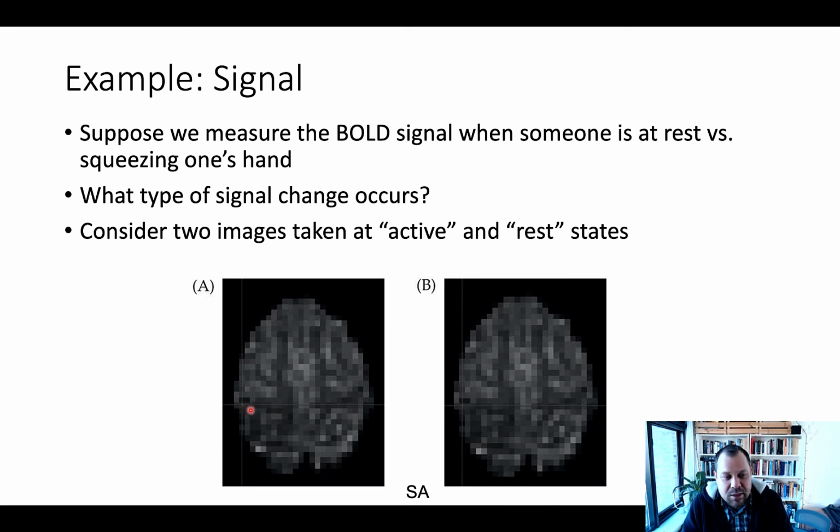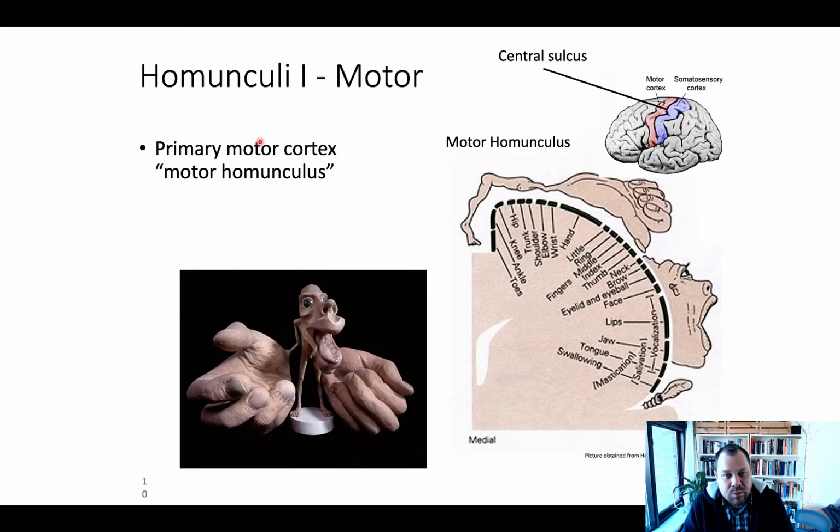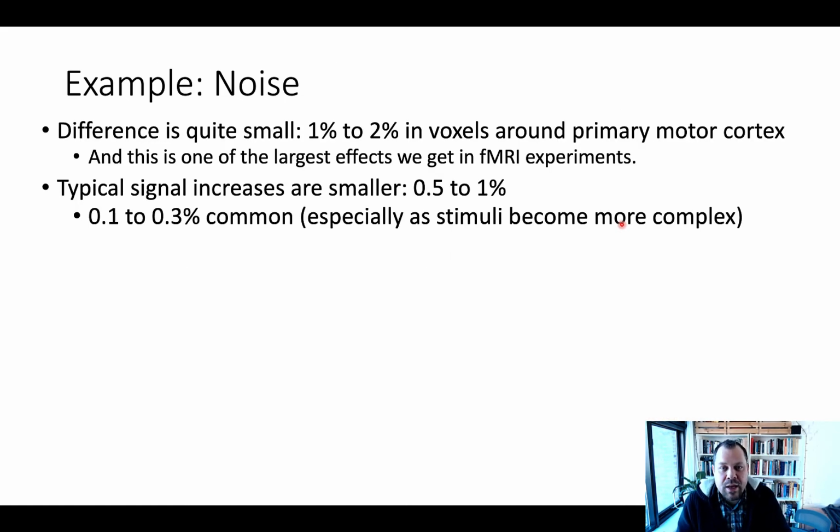But you can clearly see that we cannot identify this just with the naked eye. So this means we need to have some statistical techniques to be able to identify this. Just as a reminder, this is the rest image, this is the active image. And the location we're looking at is here in the motor cortex, specifically the hand region. And again, this is one of the regions that gives us the highest amount of signal change when someone is squeezing the hand.